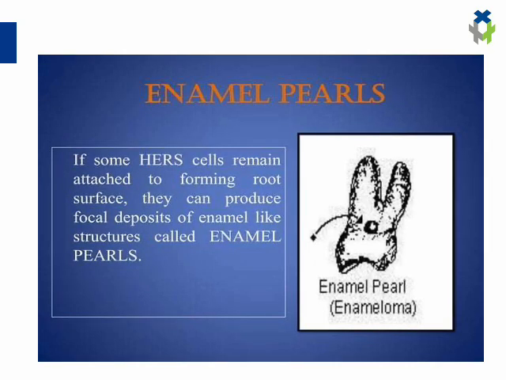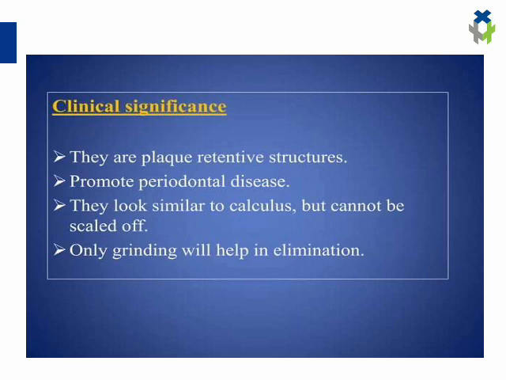Enamel pearl. If some Hertwig's epithelial root sheath cells remain attached to the forming root surface, they can produce focal deposits of enamel-like structures called enamel pearls. Clinical significance of enamel pearls: they are plaque-retentive structures and promote periodontal disease. They look similar to calculus but can't be scaled off. Only grinding will help in elimination.